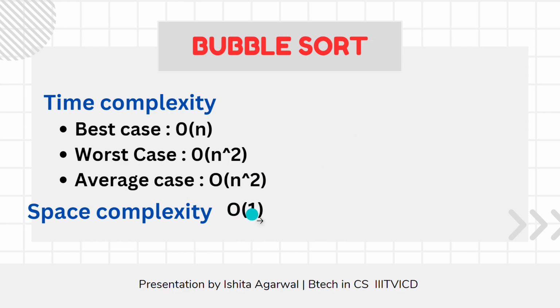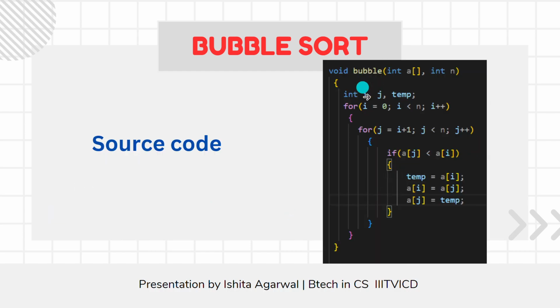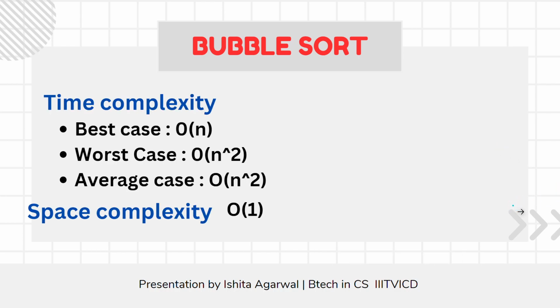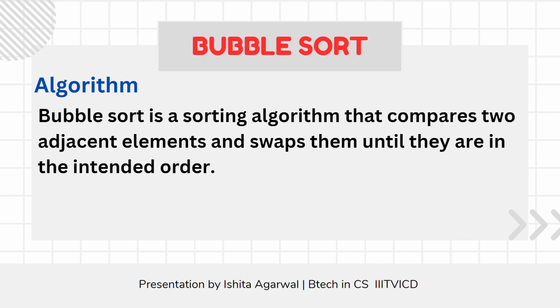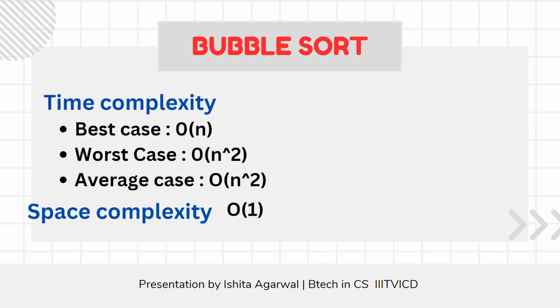Now the space complexity is O(1), that is constant space, as no extra space is required here, just the temp variable. So this was all about the bubble sort. It is one of the simple algorithms.